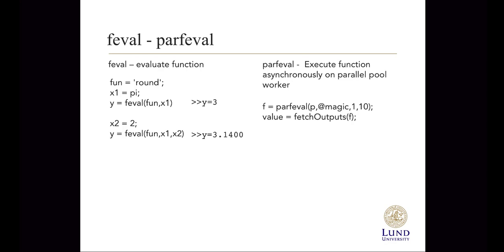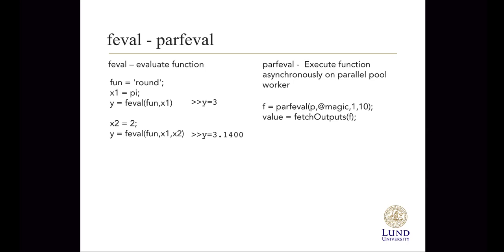The parfeval is basically the same thing, but it's just on a parallel pool of workers. So I can have parfeval of my pool, and then I have a magic square of that size, 1 to 10. And the value would be fetchOutputs of my F object, my batch object, my job object. I get the job back. So parfeval and feval work in basically the same way. The only difference is that parfeval does it on a number of workers.